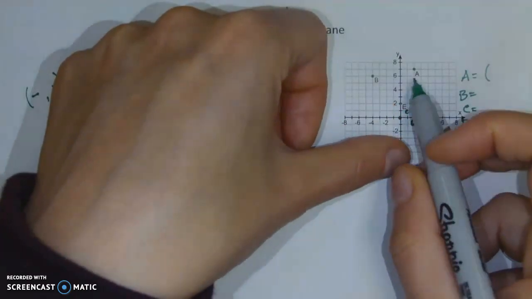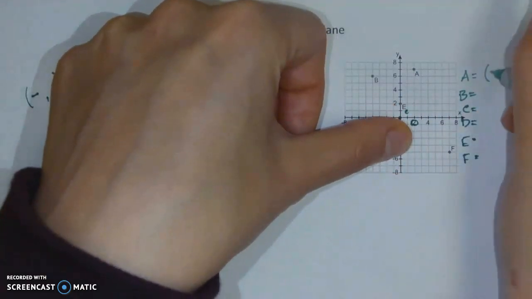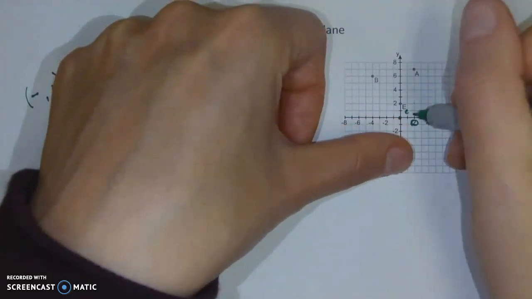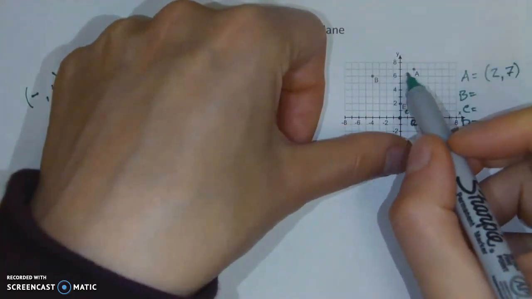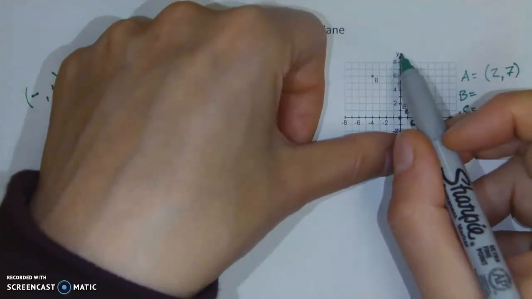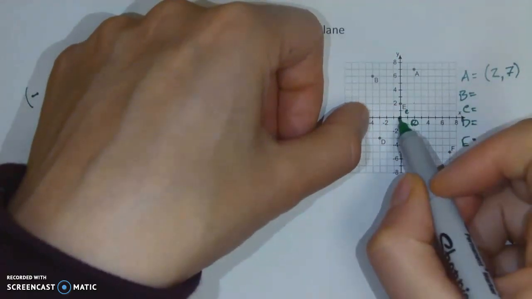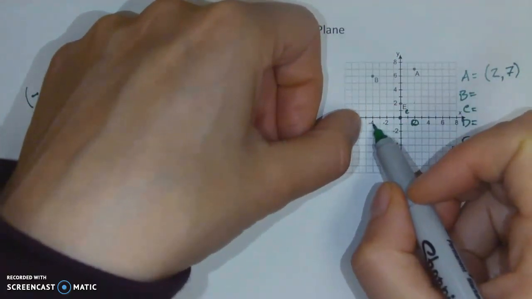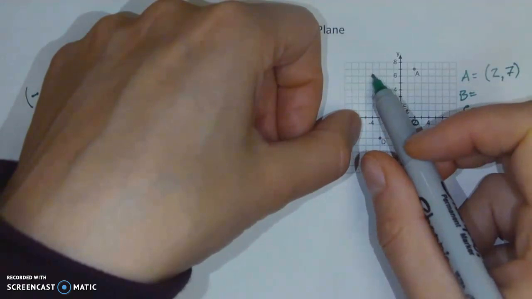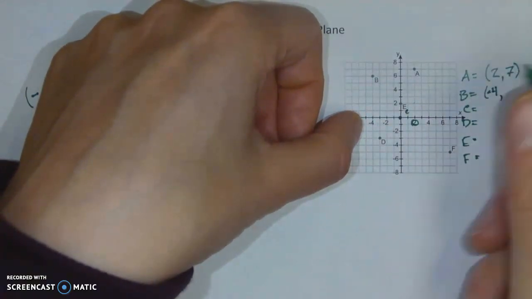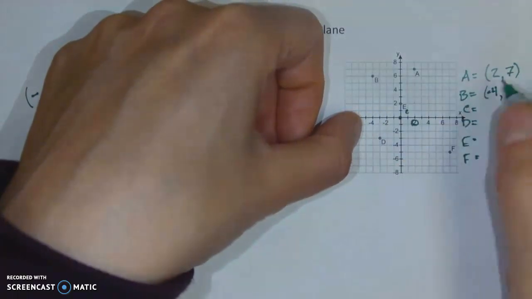All right, so A is 2 over and 7 up. And you can physically count it or just line it up with the nearest dash. And since this is between 6 and 8, it must be 7. Now B, notice I'm going backwards with x, so I am going to be in the negatives. In fact, B is at negative 4. And remember that x horizontal movement has to come first. And we go up 6.